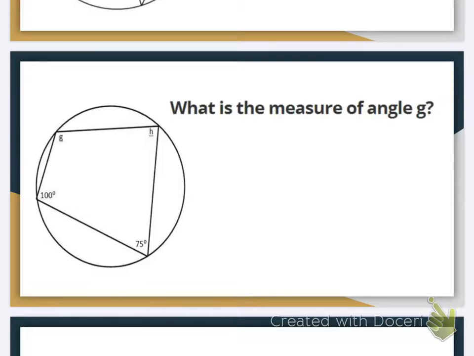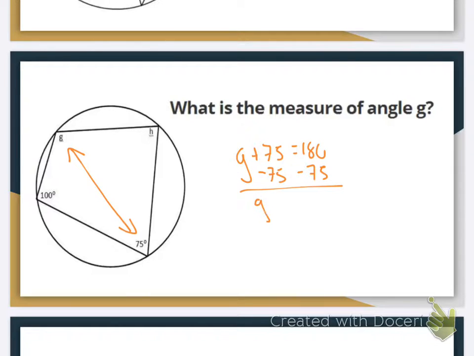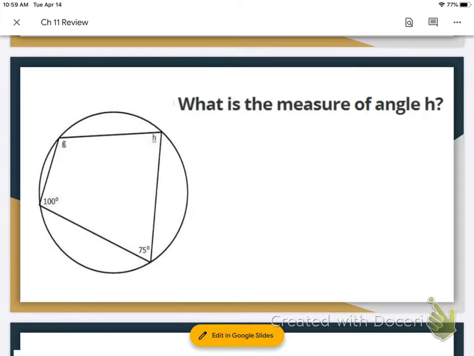What is the measure of angle G? So this is a quadrilateral that's inscribed in a circle. And that means that we know that the opposite angles are going to be supplementary. So we have G plus 75 equals 180. We're going to subtract over that 75. So G equals 105. This is the second half of that problem. Find the measure of angle H. It's the same idea. 180 minus 100 means that angle H has to be 80 degrees.